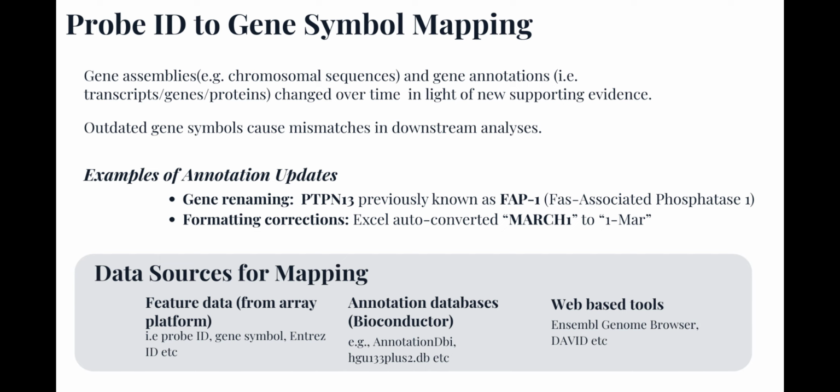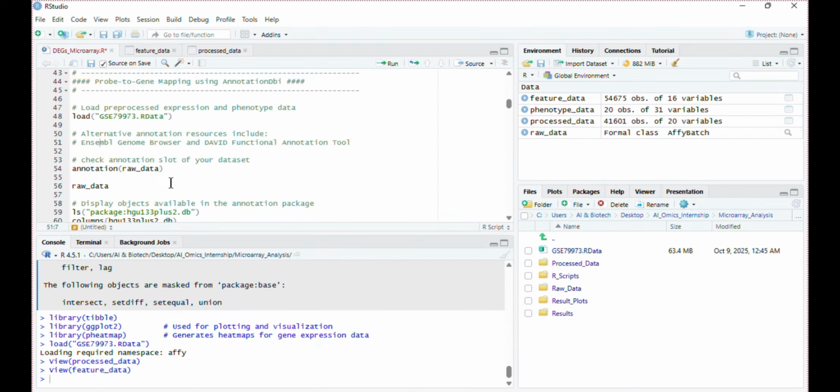Basically, AnnotationDbi is a framework or interface that allows us to query annotation databases. Each microarray platform has its own chip annotation package. For example, the Affymetrix Human Genome U133 Plus 2.0 Array uses the hgu133plus2.db annotation package, a database. Besides platform-specific annotation packages, there are also organism-specific annotation packages. For example, we have org.Hs.eg.db for human.